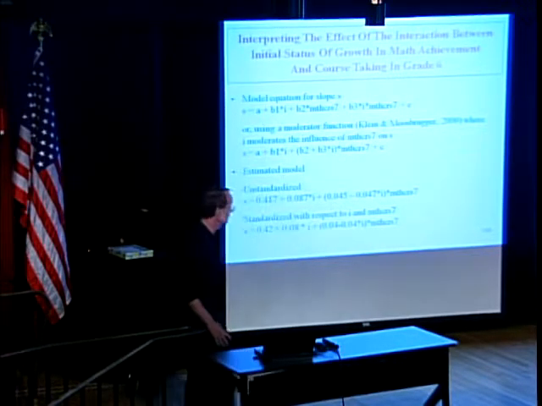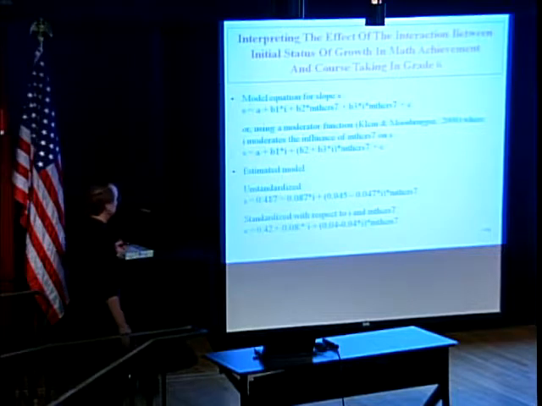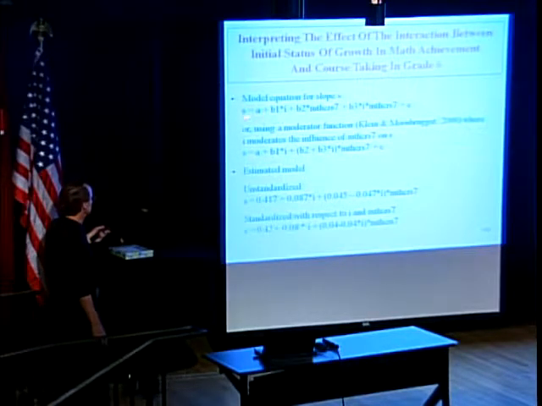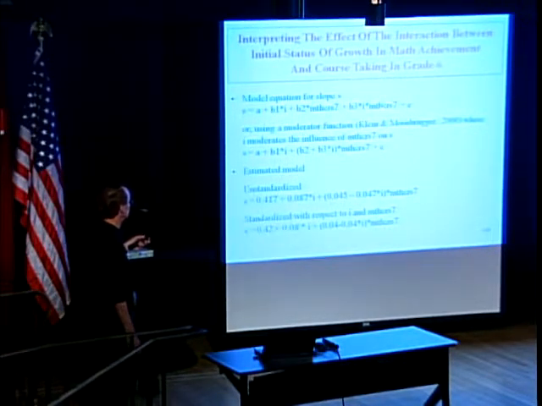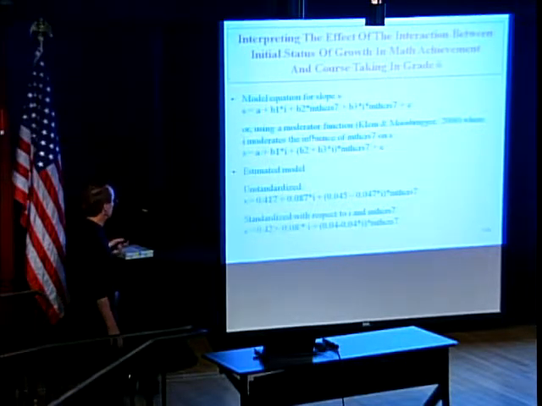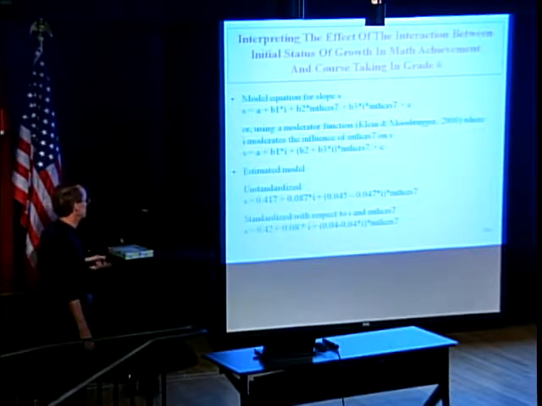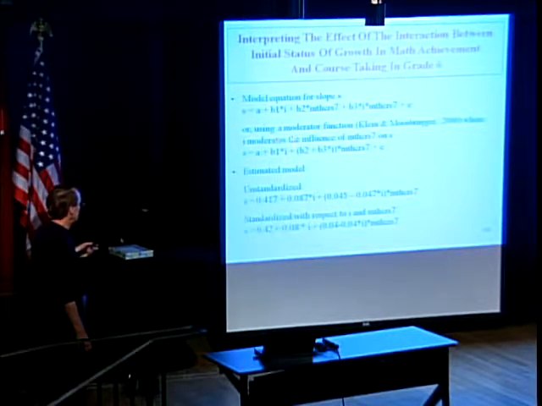Well, actually, 2 slides forward, 168. So we have the model equation for the slope. The slope is equal to A plus B1, the first slope, times the I variable, B2 times math courses, B3 times the interaction, I times math courses, plus the residual E. Or, using a moderator function, a term that was used in Klein and Mosberger's 2000 psychometric article, we can look at I as moderating the influence of Math Courses 7 on S.